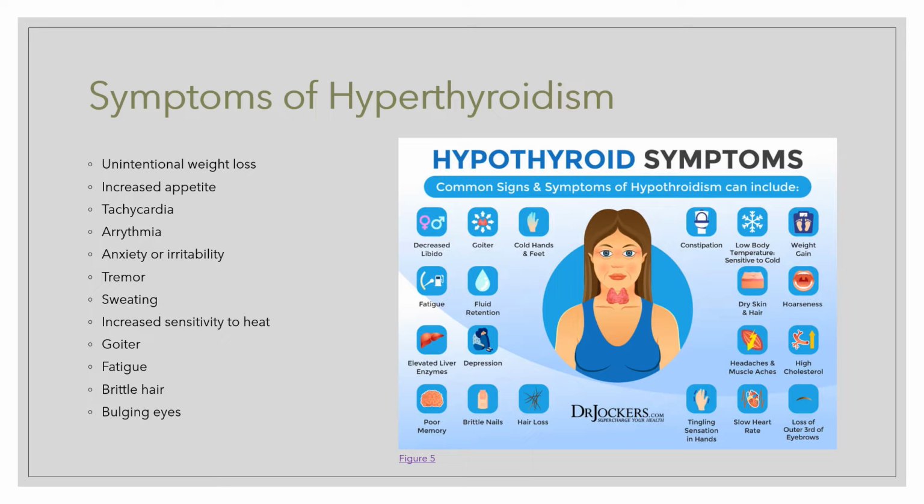A patient may be experiencing many symptoms if they are hyperthyroid. The main symptoms being weight loss, irregular heartbeat, feeling hot, hair is brittle. They may have a goiter at the base of their neck, which may become enlarged, or bulging eyes.